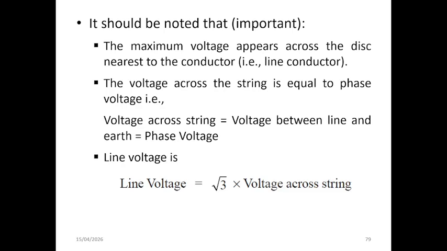And finally, the relationship between the line voltage and the voltage across the string is given by the equation you can see in this slide, where the line voltage equals square root of 3 times the string voltage. And these concepts are very essential for understanding insulation design and also ensuring reliable performance in HV transmission systems.